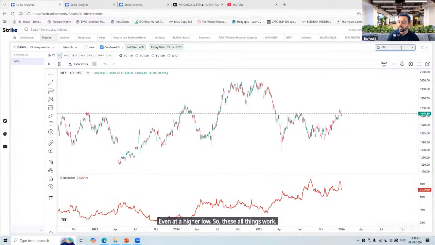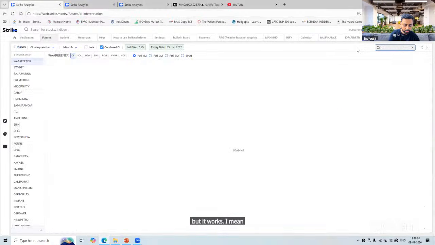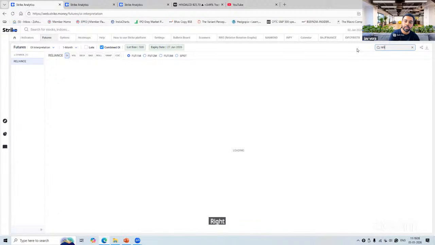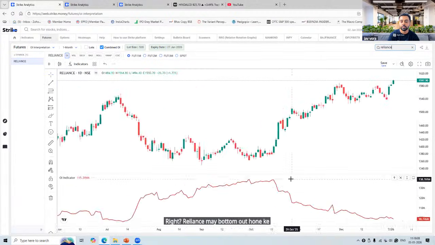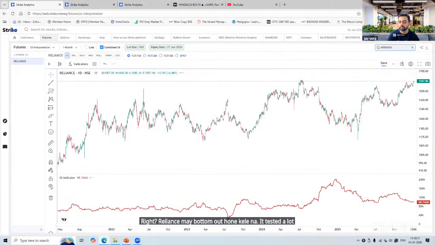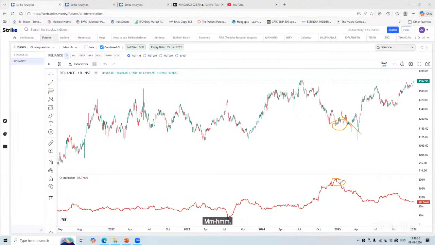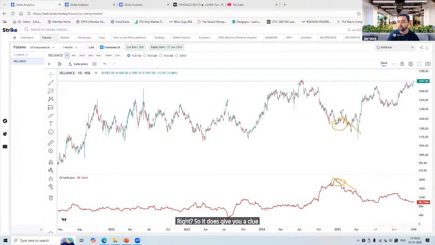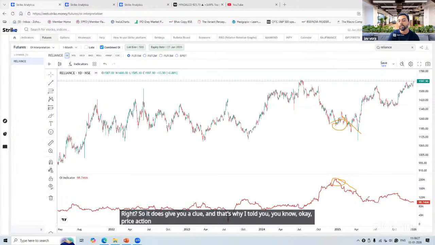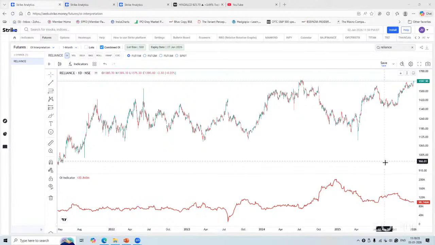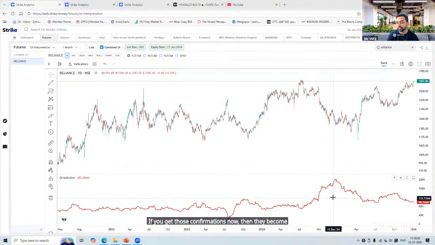So these all things work. थोड़ा लैग से वर्क करता है, but it works. I mean, like I showed you Reliance, right? Reliance में bottom out होने के पहले ना, it tested a lot of patience. You see, the open interest was high over here. इसके बाद भी नीचे जा रहा था तो लोग क्यों अनवाइंड कर रहे थे, right? So it does give you a clue, and that's what I told you now, कि price action and OI, you marry both. In fact, also put technical indicators into play. If you get those confirmations now, then they become very, very attractive.